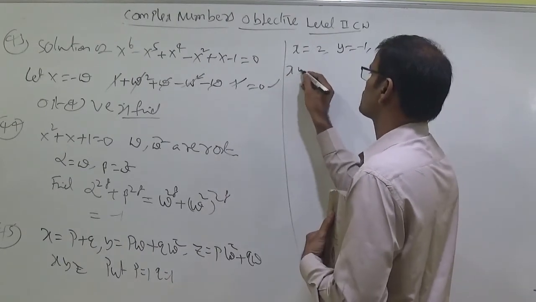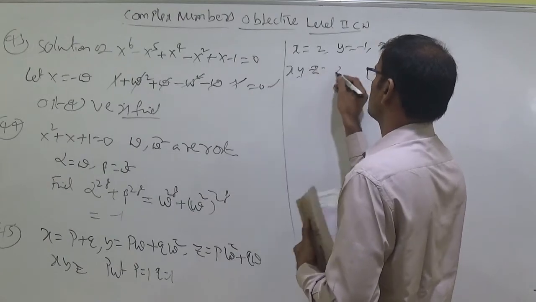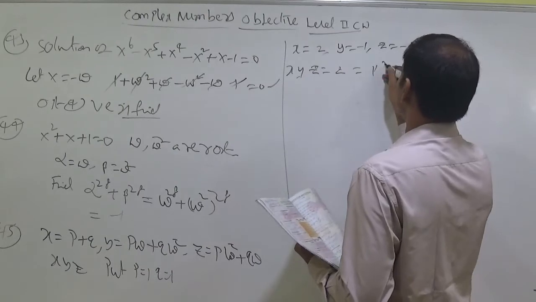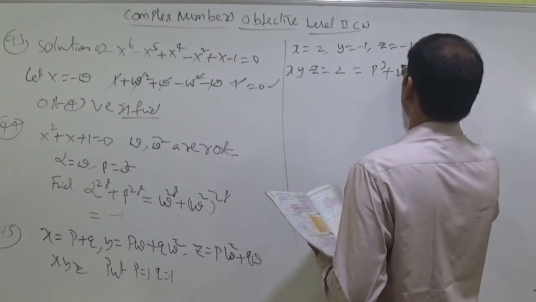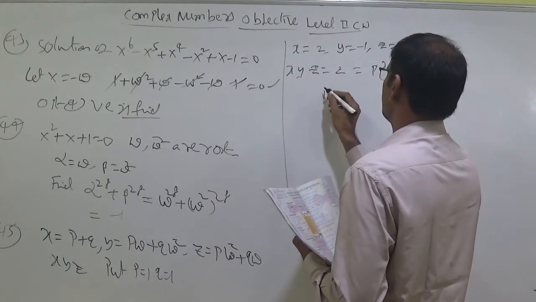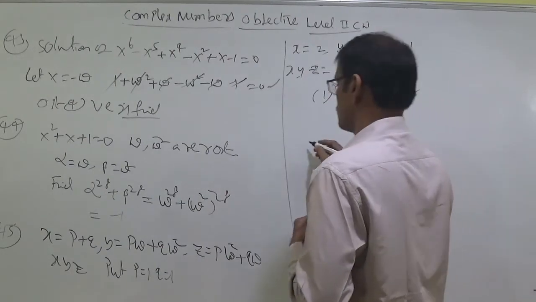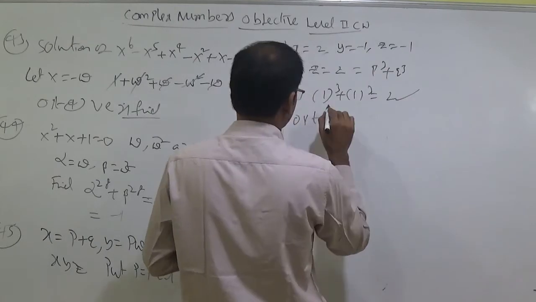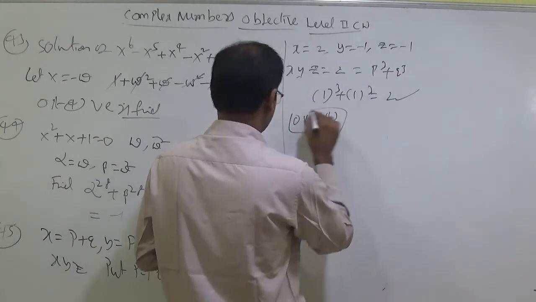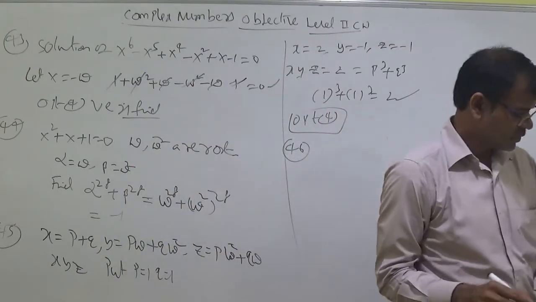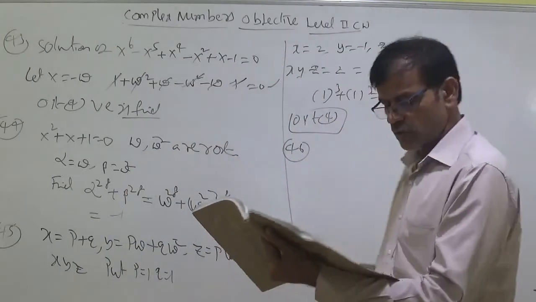Now xyz is equal to 2 into minus 1 into minus 1. So 2 here means p cube plus q cube. Verification of option 4: 1 cube plus 1 cube equal to 2. So verified fourth option. Now 46th question. This is a valuable question.